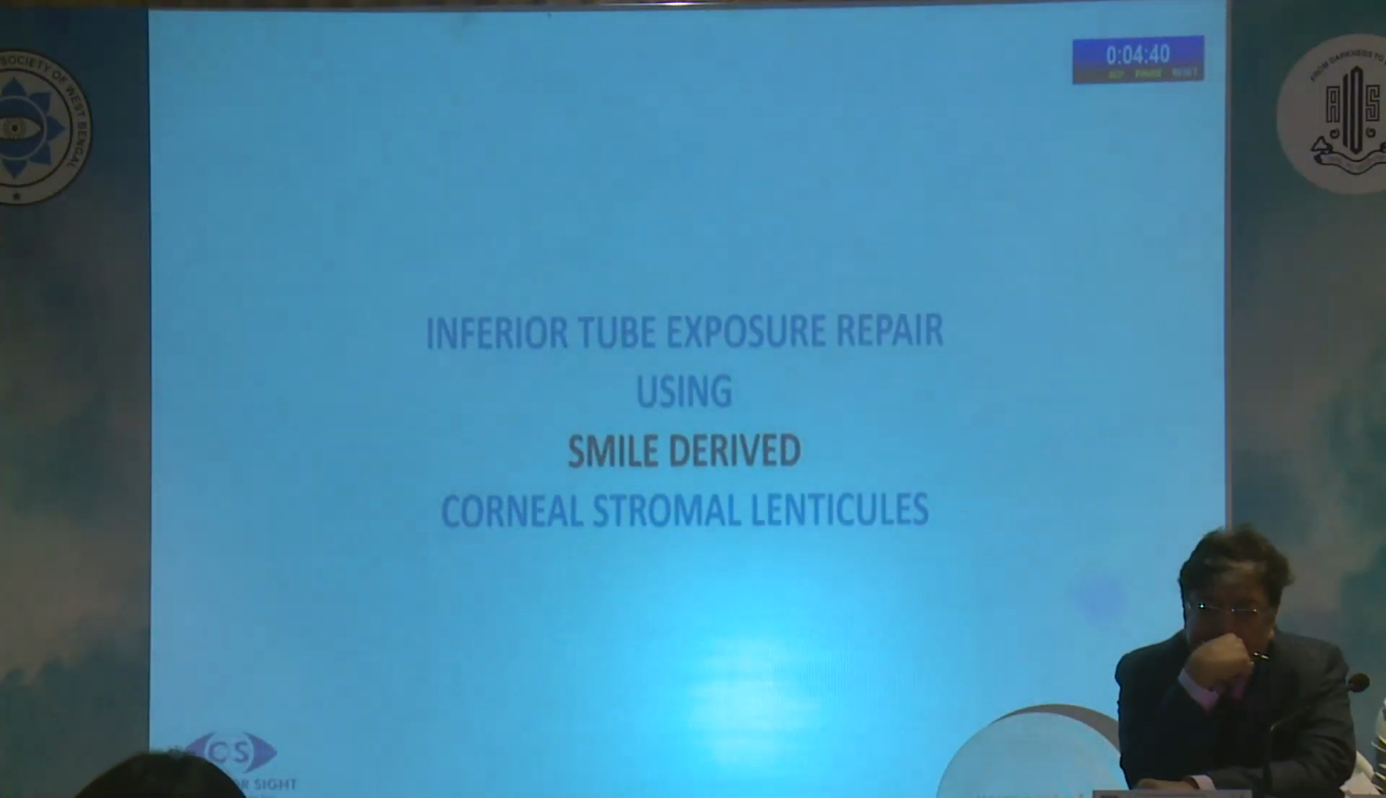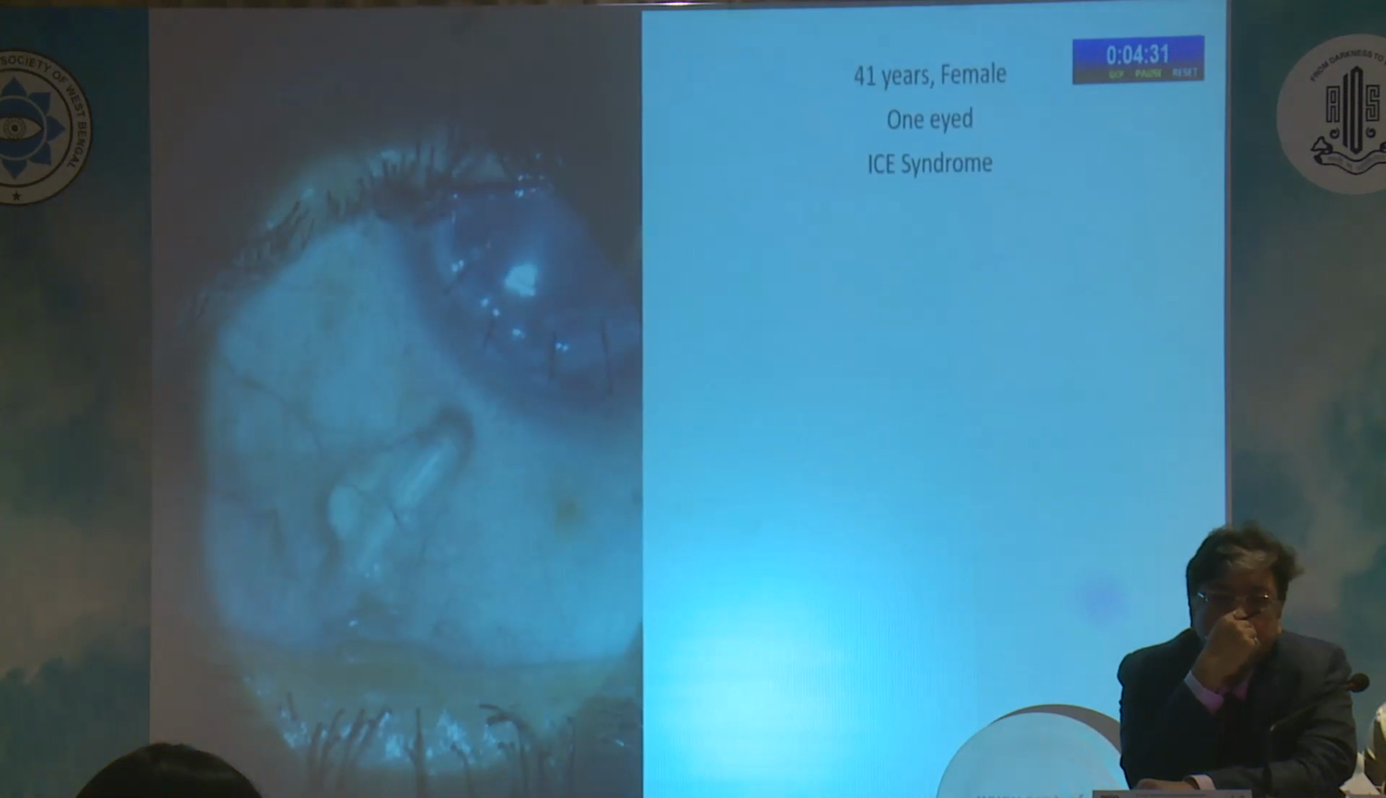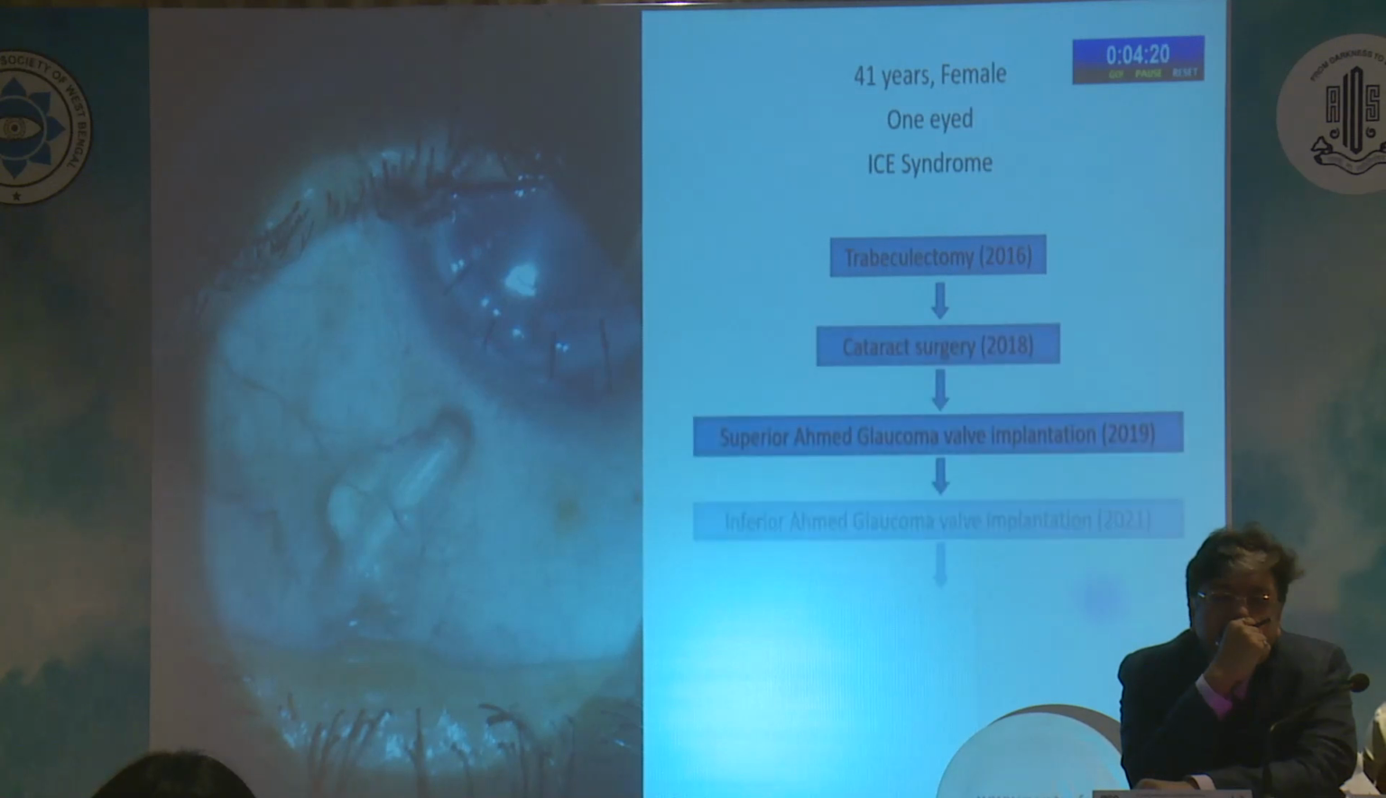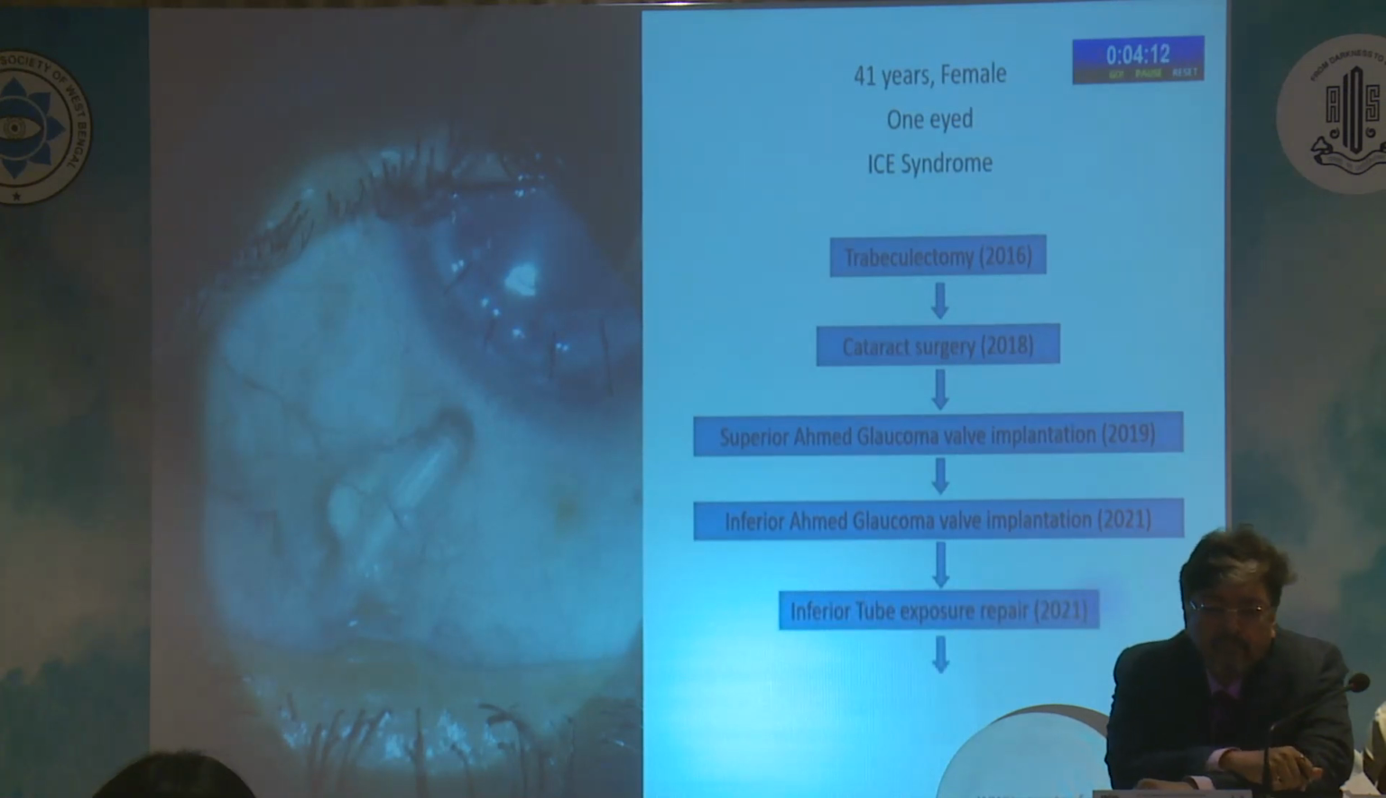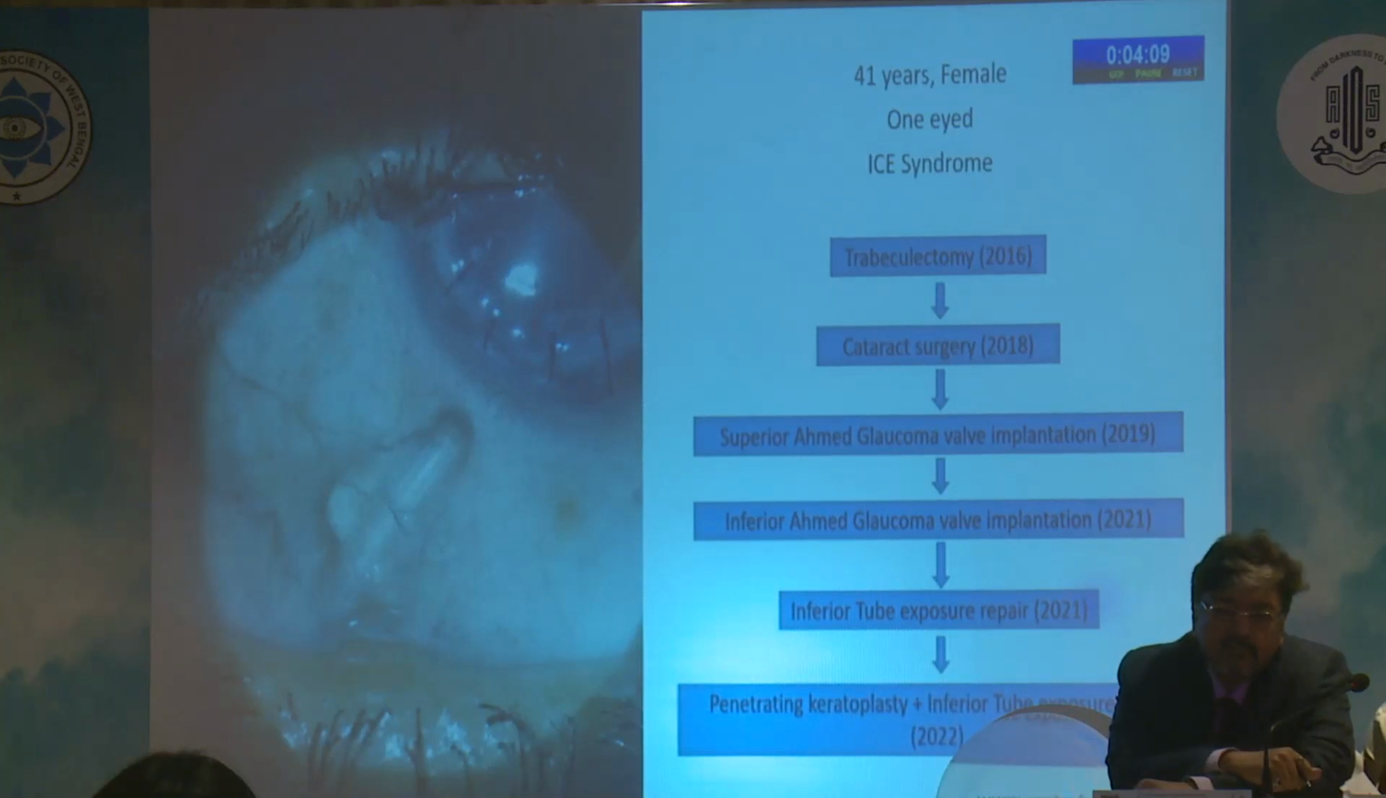This video is dedicated to repairing an inferior tube exposure utilizing corneal stromal lenticules for grafting. A 41-year-old one-eyed patient had undergone trabeculectomy followed by 2 AGV implantations. She developed inferior tube exposure and was repaired once in 2021 and again in 2022 when she underwent a penetrating keratoplasty. Unfortunately, she developed a tube exposure a third time.